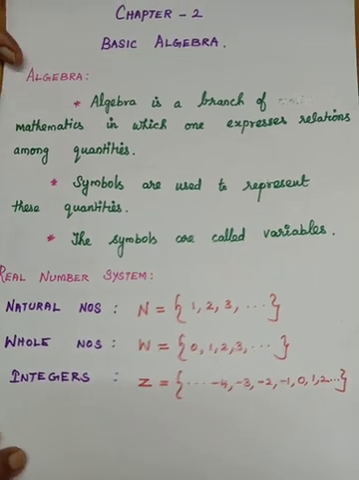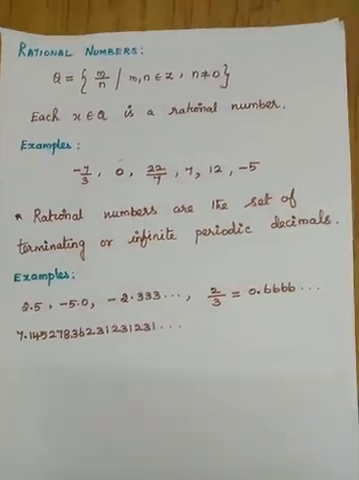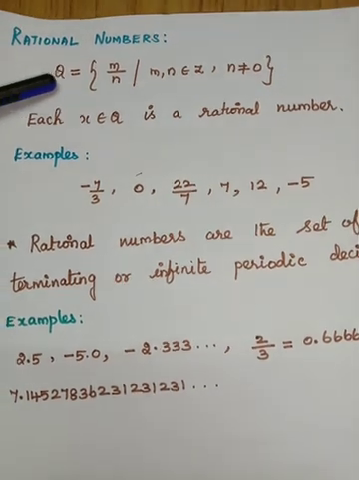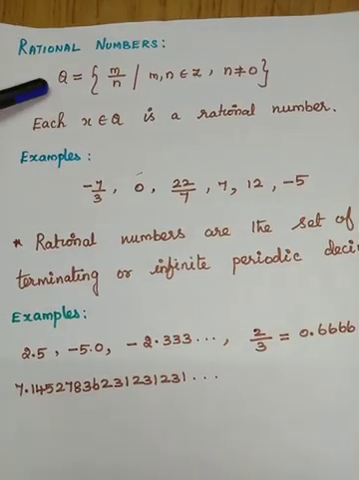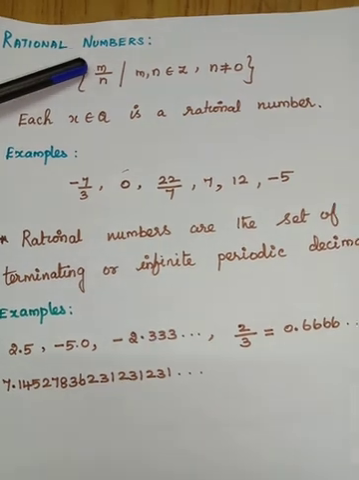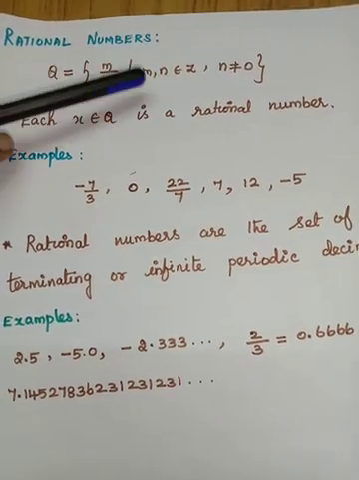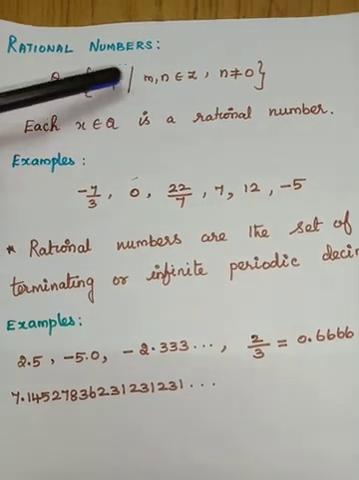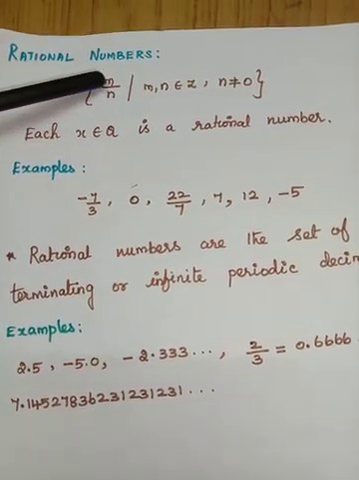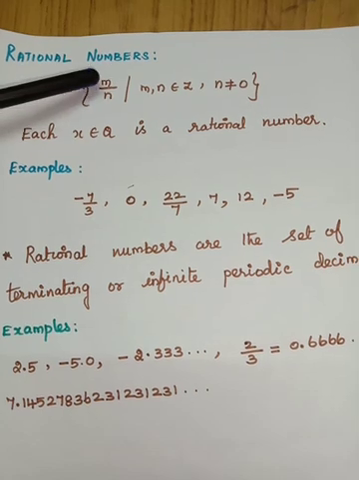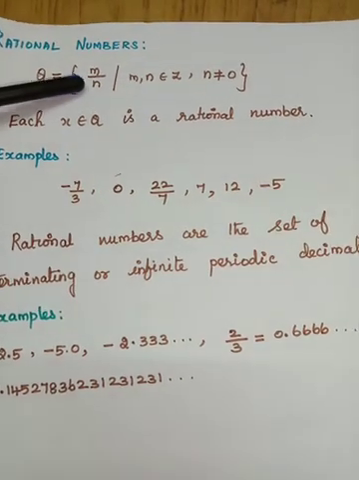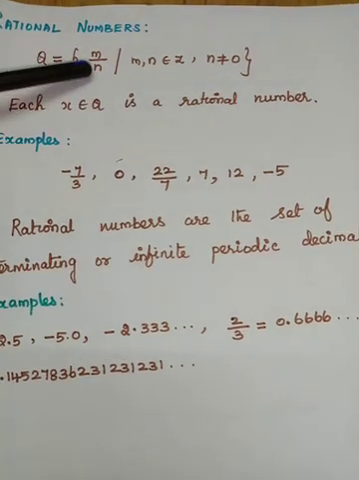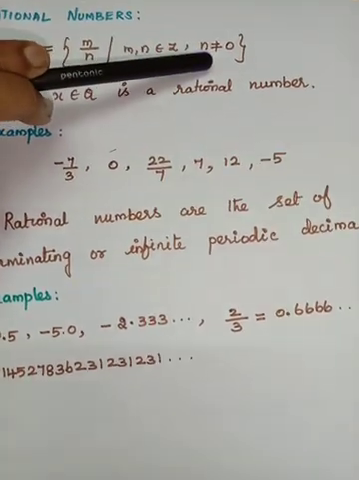Next, we are moving to rational numbers. The rational number set is denoted by the symbol Q. It is in the form of m by n, where m, n belong to Z. That means in m by n, the numerator m and the denominator n are integers, and the denominator n should not be equal to 0.